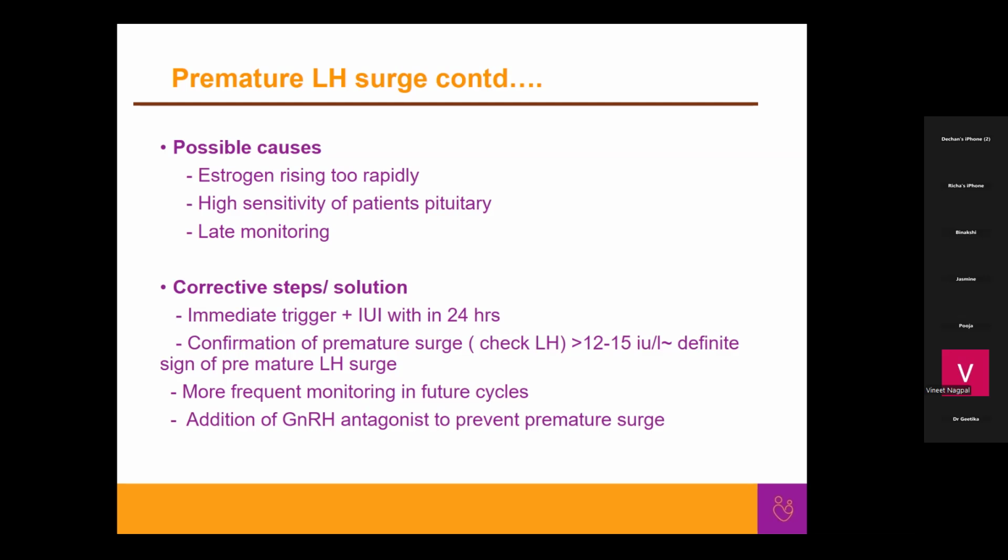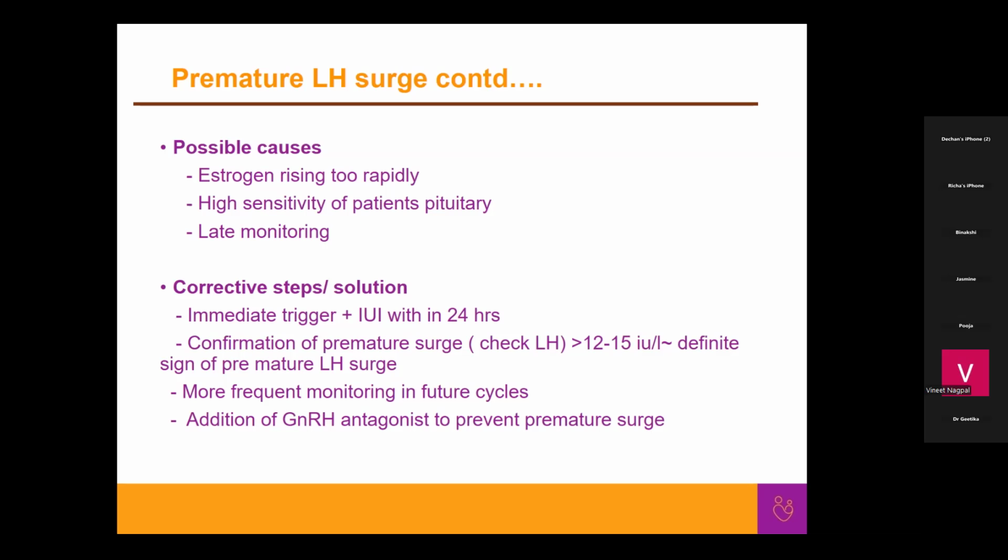LH surge has probably already happened. We can rescue the cycle by giving a trigger and planning IUI within 24 hours, but the success rates are a little bit compromised. This is not only a matter of rupture of the follicle. It is basically the implantation that is compromised in cases of premature LH surge.